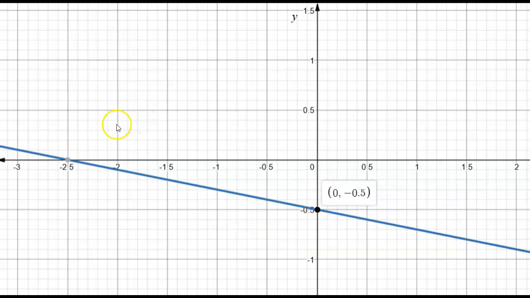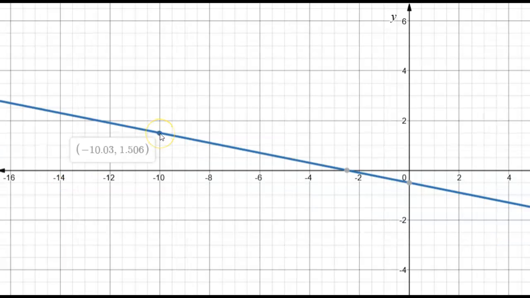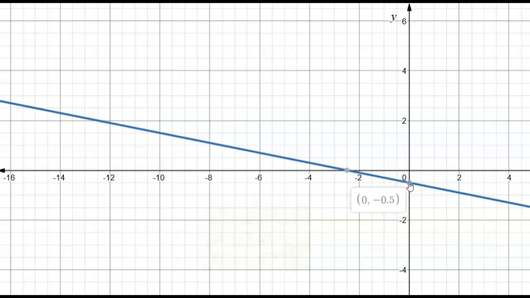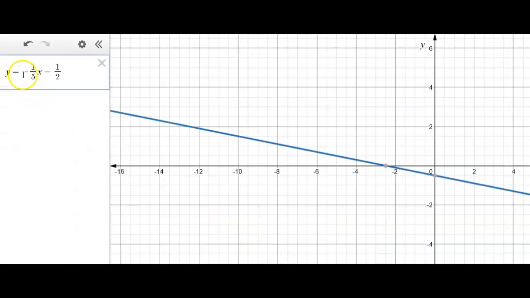What's our slope? Our slope is still rise over run, but in this case, our rise is a negative rise because it's going downwards. I found this point, which is nice, which is (negative 10, 1.5). We go down 1.5, another 0.5, which is down 2 over 10, because negative 10 to 0 is 10 units. So negative 2 over 10 reduces to negative 1 over 5. So therefore, we can say y equals negative 1 over 5 x minus half, our y-intercept, and that's our slope, which is a negative 1 over 5.